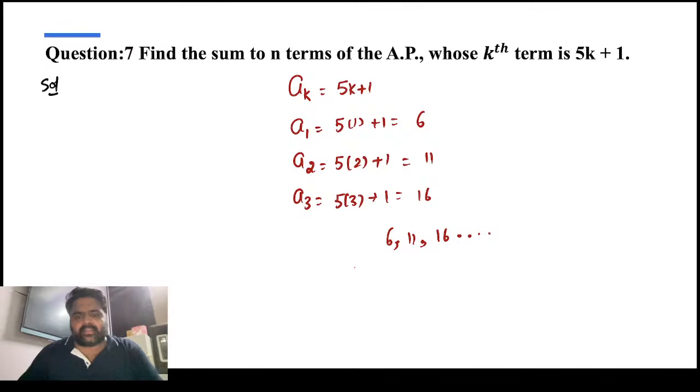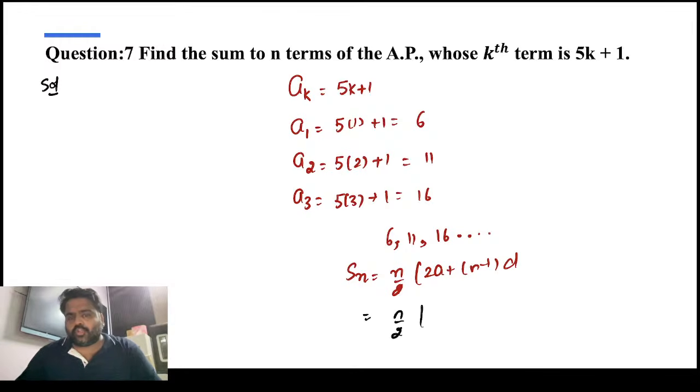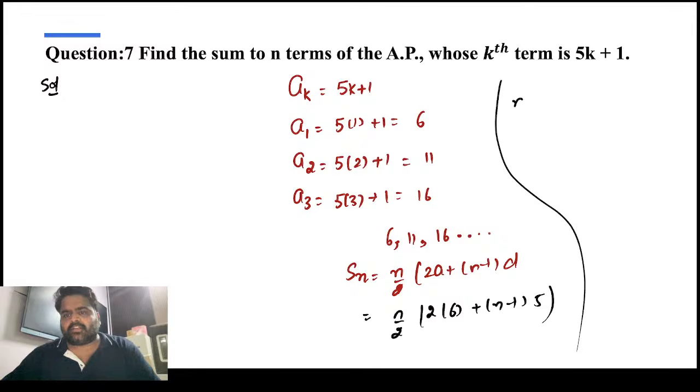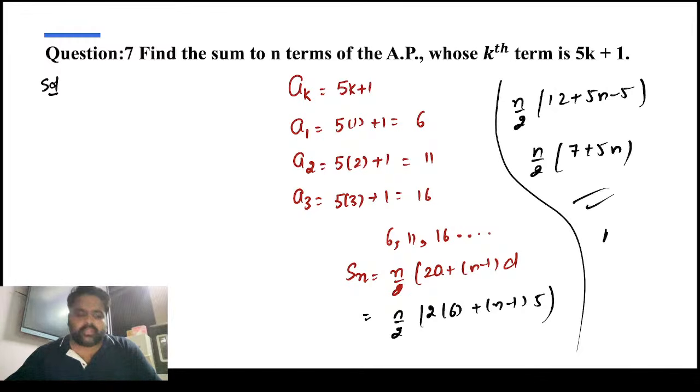Find out the sum of n terms. Sn is equal to n by 2 into 2a plus n minus 1 into d. Here the number of terms is n, because we need the sum of n terms. The value of a is 6, n remains n and d is 5. Simplify this and we get the result: n by 2 into 12 plus 5n minus 5, that is n by 2 into 12 minus 5 is 7, plus 5n. This is the answer.